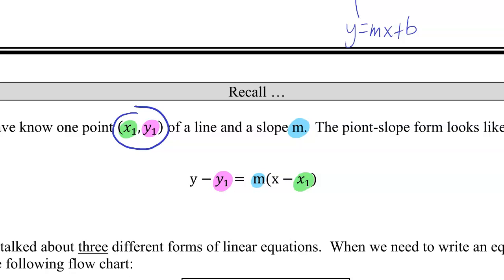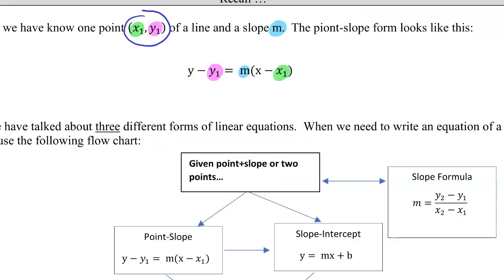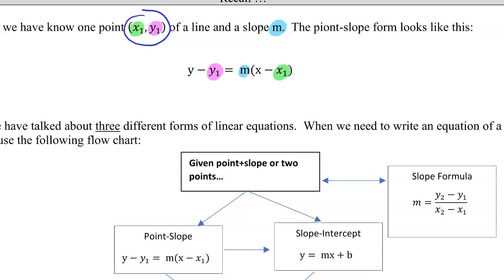And there are some benefits of point slope form, and sometimes when you want to use it, and sometimes when you don't. Okay, so I want to make sure you write down all of these. This is a little flow chart that we can look back on from what we've already done. Now we've talked about three different forms of linear equations. When we need to write an equation of a line, we can use this flow chart right here.